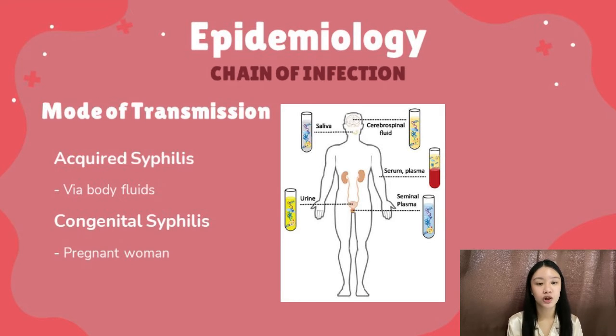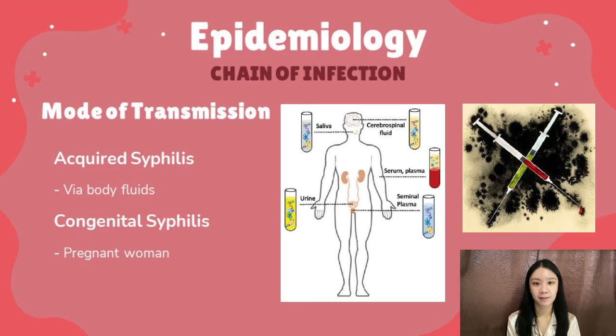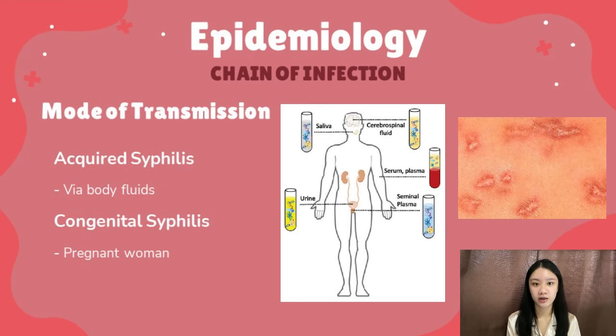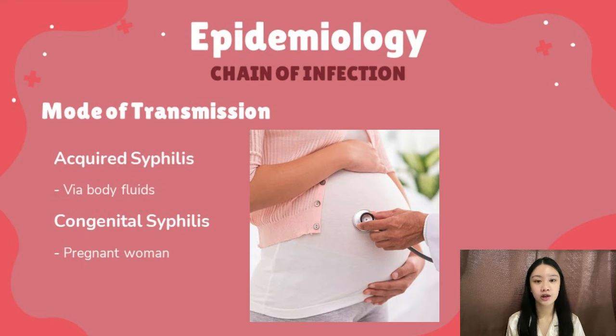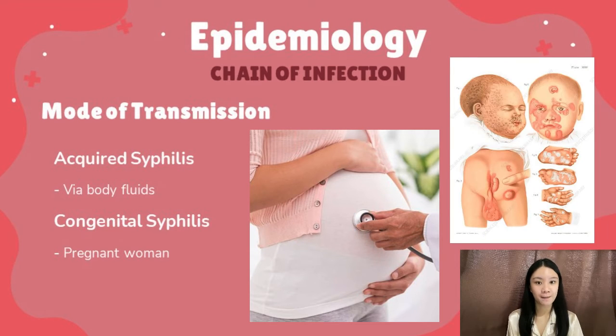This can happen when there are breaks in the skin or mucous membranes of the external genitalia or mouth, or when there's sexual contact including oral, vaginal, or anal. It can also happen when people share contaminated needles, or with direct contact to a skin lesion of an infected person, since that lesion is covered with fluids that are rich in spirochetes. The second type of mode of transmission is congenital syphilis. This can happen when a pregnant woman is infected with the disease. And T. pallidum can infect the baby either in the uterus or when passing through the vagina at birth.